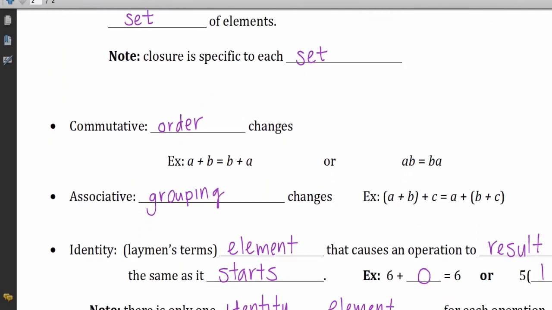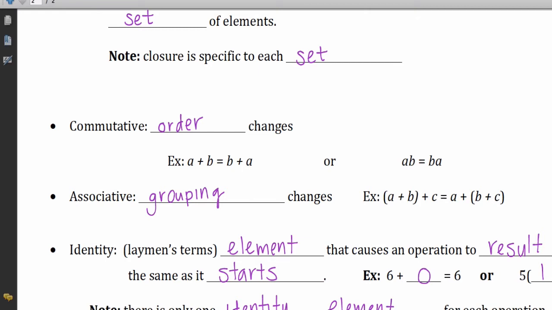Our next property we're dealing with is something you're more familiar with. It is commutative. The commutative property means that order changes. So we can change the order and it's completely fine. For example, A plus B is equal to B plus A. A times B is equal to B times A.